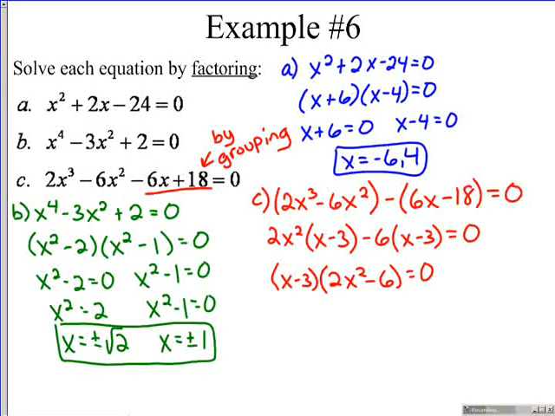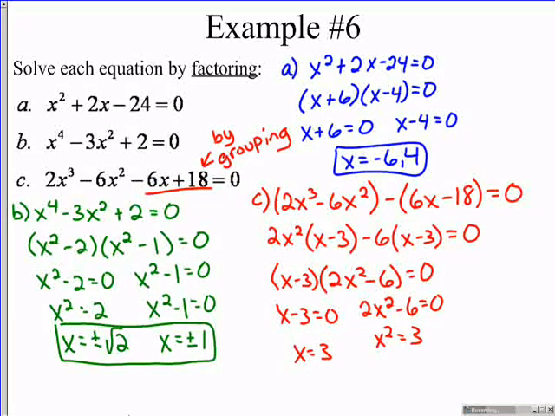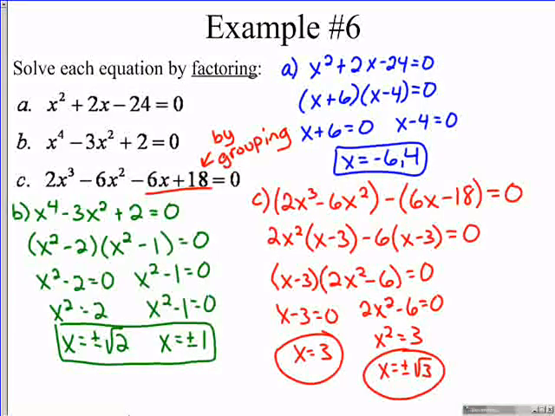Now we have it set up like the first two. It's in factored form, set equal to 0. So we set each of the factors equal to 0 to continue solving. We get x equals 3. And x equals plus or minus root 3. There's our three solutions.